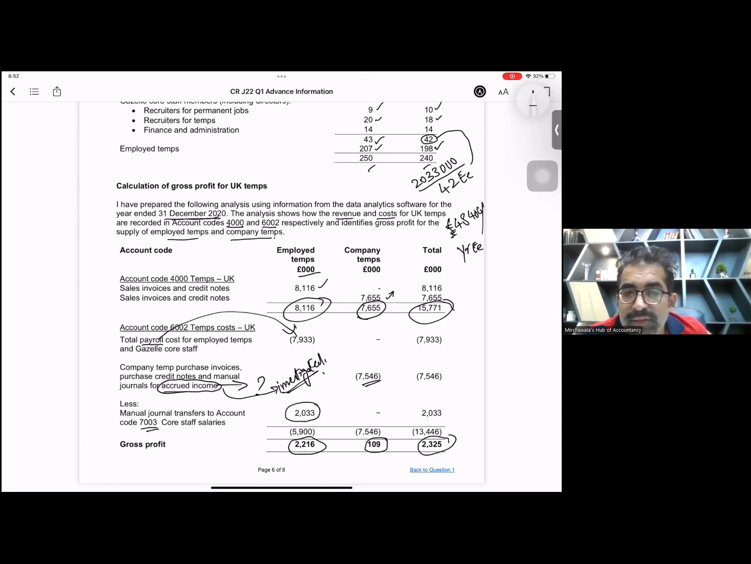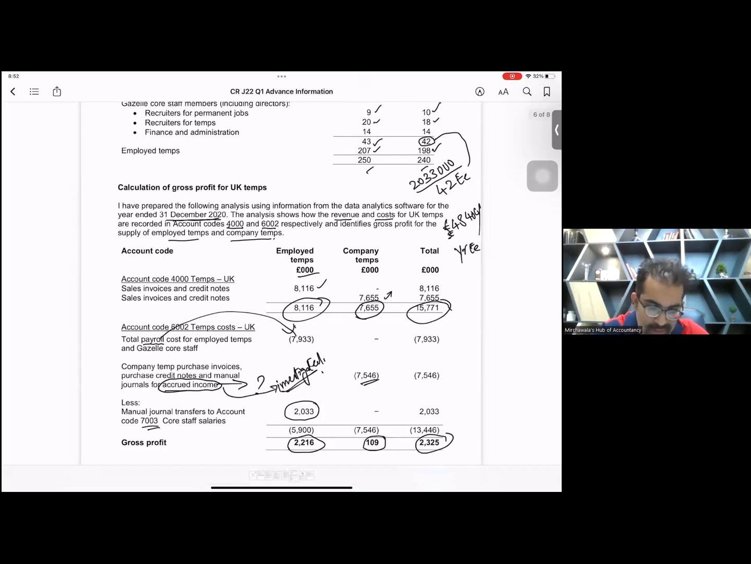For the first, employed temps, what will be the GP margin? 2216 divided by 8116 times 100. You will get the percentage. Company temps you can calculate, and for the total as well. This may also help you in exams. Please check.